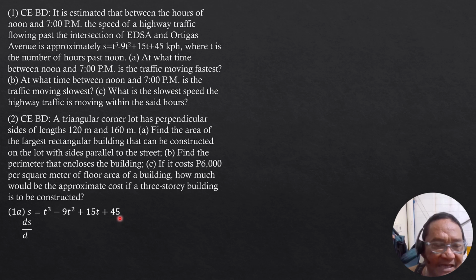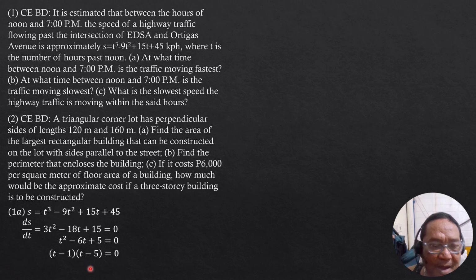So ds/dt, 3t squared minus 18t plus 15 equals 0, because we want the time where the speed is either maximum or minimum. So we can simplify this further into t squared minus 6t plus 5 equals 0, and we can factor this as quantity t minus 1 times quantity t minus 5 equals 0. So there are two periods where the slope of the curve of speed versus time is horizontal. So t is 1 and t is 5.